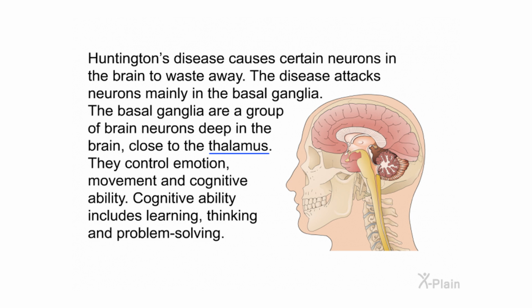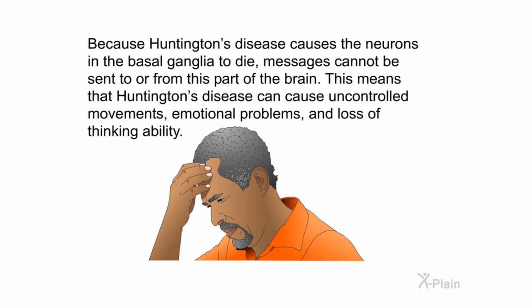Huntington's disease. Huntington's disease causes certain neurons in the brain to waste away. The disease attacks neurons mainly in the basal ganglia. The basal ganglia are a group of brain neurons deep in the brain, close to the thalamus. They control emotion, movement, and cognitive ability. Cognitive ability includes learning, thinking, and problem solving. Because Huntington's disease causes the neurons in the basal ganglia to die, messages cannot be sent to or from this part of the brain. This means that Huntington's disease can cause uncontrolled movements, emotional problems, and loss of thinking ability.